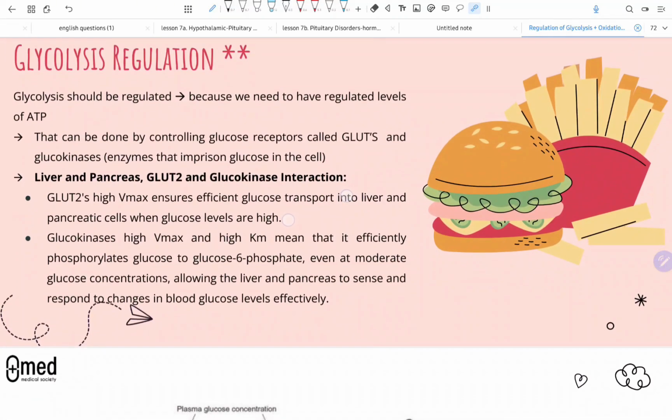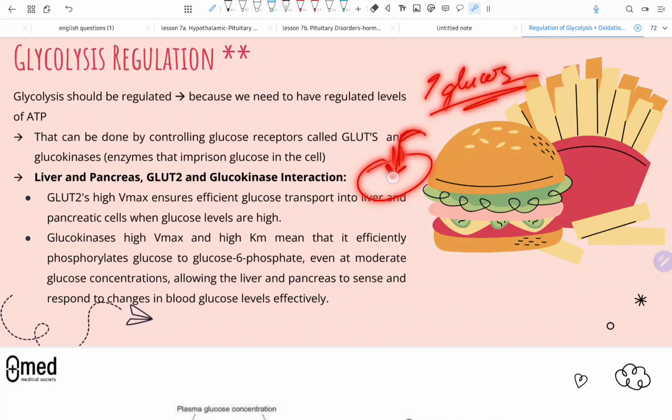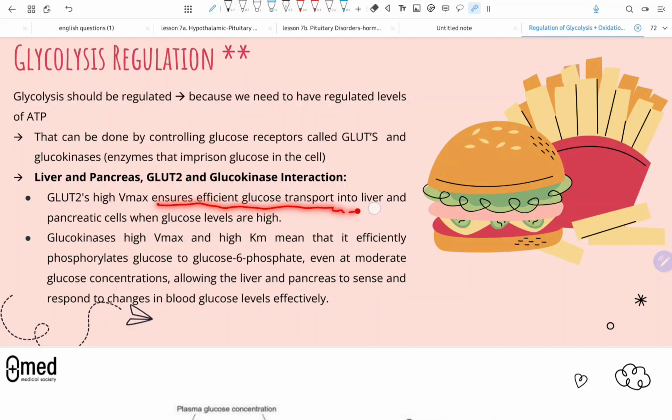Now, if I want to give you an example on how it's regulated, let's say that you have high glucose in the blood. So this is the cell, and you have a receptor GLUT2 here in the liver, for example. And what happens is that it's going to take glucose in very fast and very rapidly. That means it has high Vmax, right? As I said before. So GLUT2's high Vmax ensures efficient glucose transport into the liver and pancreatic cells when glucose levels are high. Check.